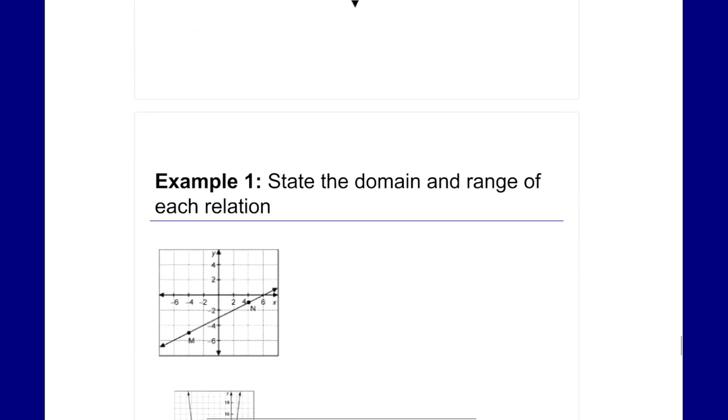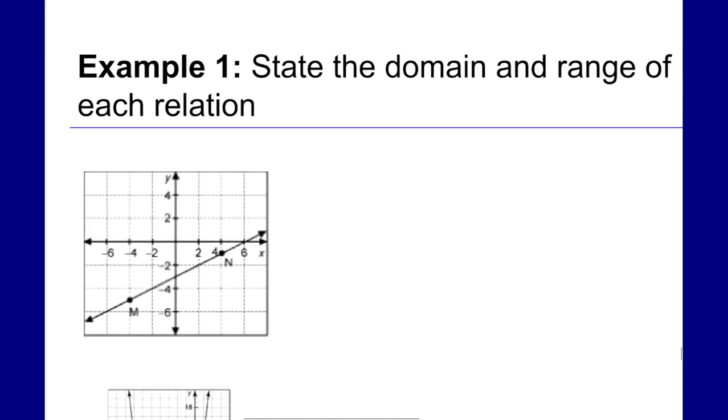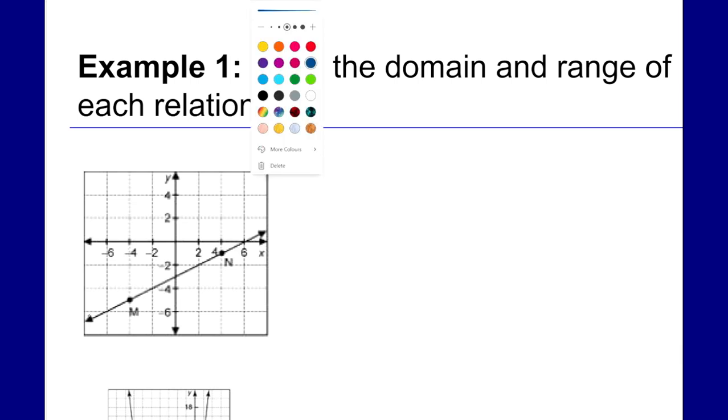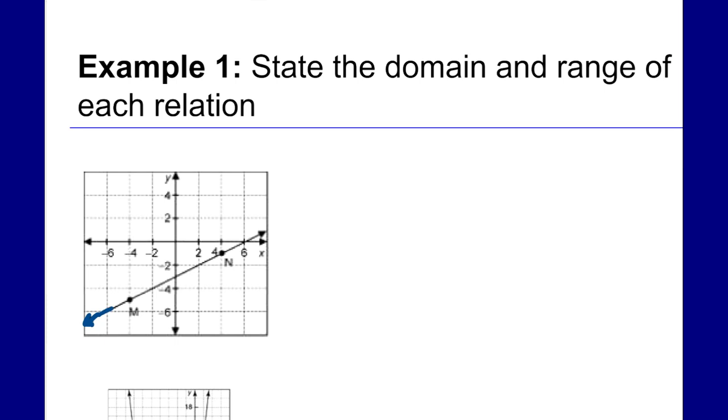So let's look at an example. We'll look at the first one here. We want to state the domain and range of each relation. So here I have my relation. We have arrows at the end. Draw it in. We have our line.